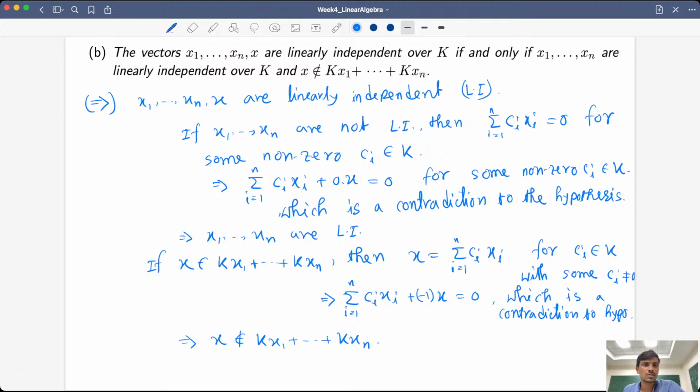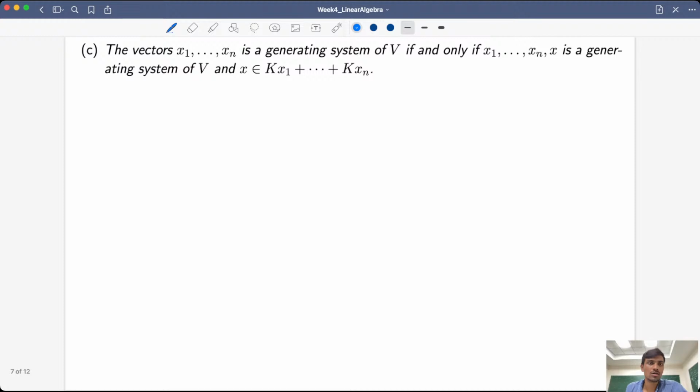Next, consider a similar question. I'll leave this question for you. It is almost exactly the same, the contrapositive way. If you have a generating system x1, x2, ..., xn of V, that means every element of V you can write as a linear sum of x1, x2, ..., xn. Then if you add one more vector, that is also a generating system. That is simple because I can already write any vector as a linear sum of x1, x2, ..., xn.